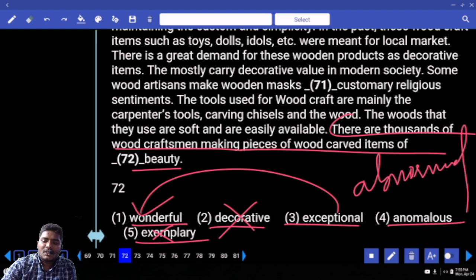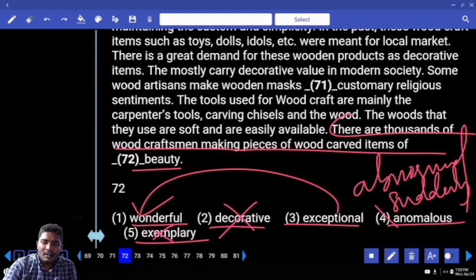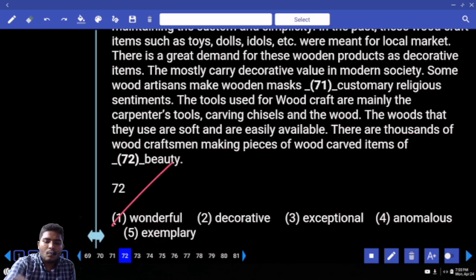Abnormal is usually used for shocking things, like anything that happens suddenly. This also speaks about an exceptional case, but sudden things. Wood carving is not sudden. It is carved taking the time. Your answer must be 1 or 3.